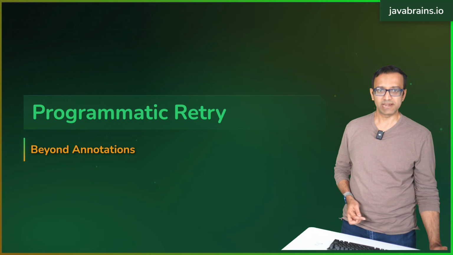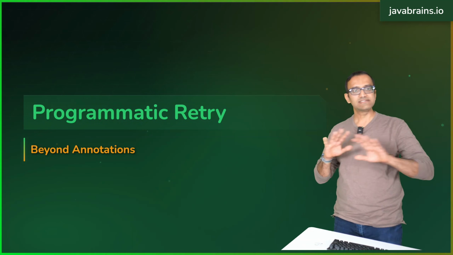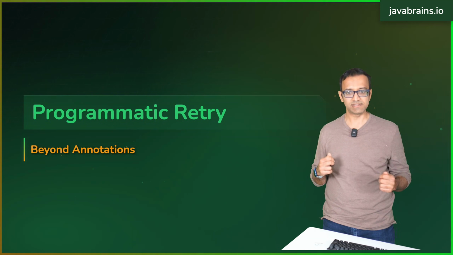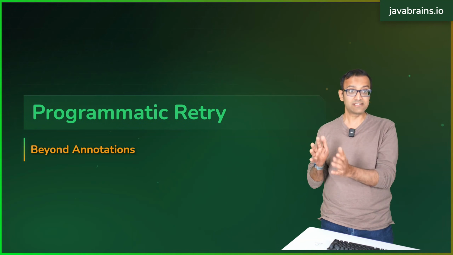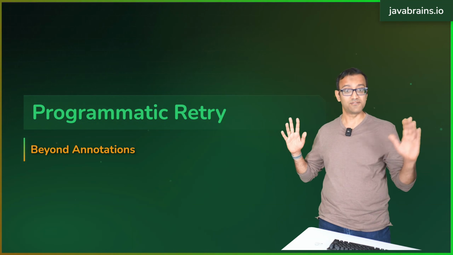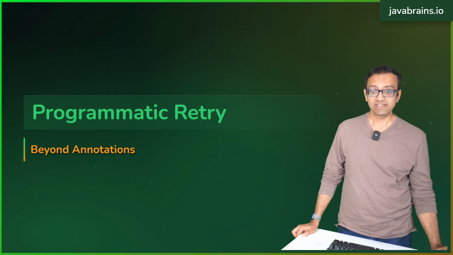Let's talk about programmatic retries. So far, we've looked at the retry. Has everyone tried the annotations and everything looks good? Any questions or any comments? You're able to see the retry happening? The failed method is literally failing half the time, but the caller just calls and it works fine. It just retries and it works fine. Okay, I see a question here.